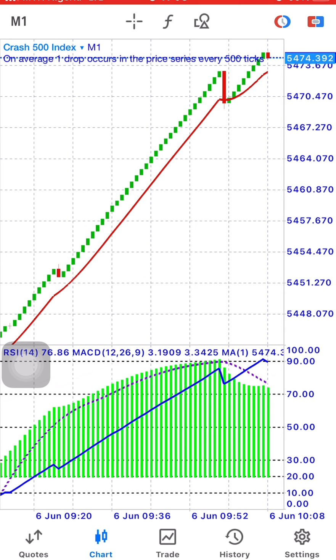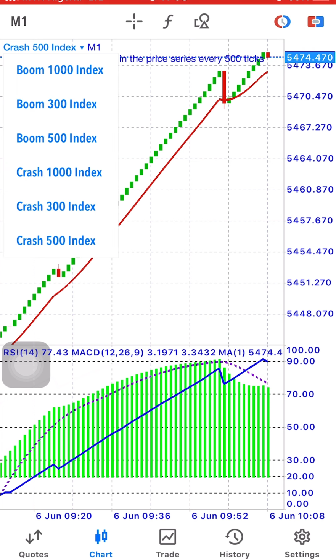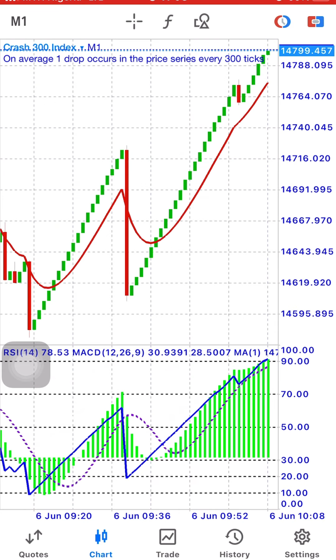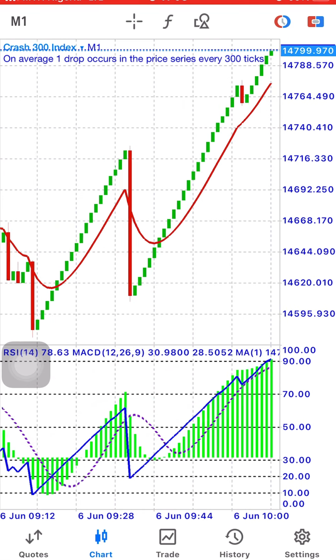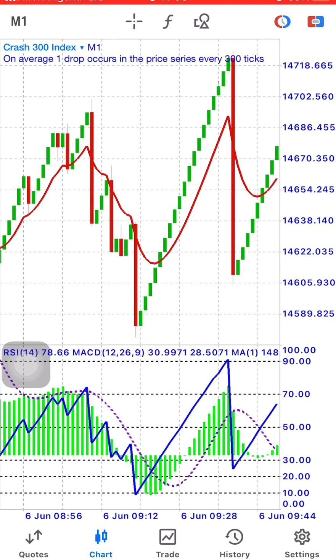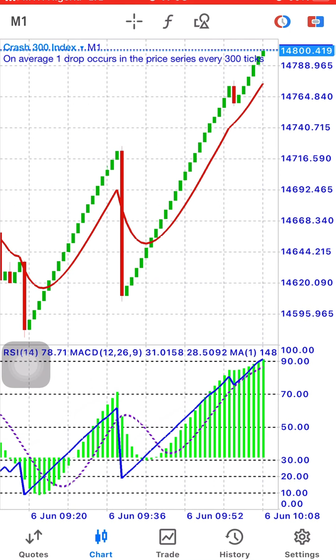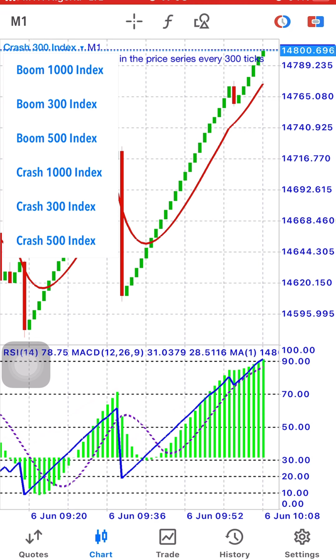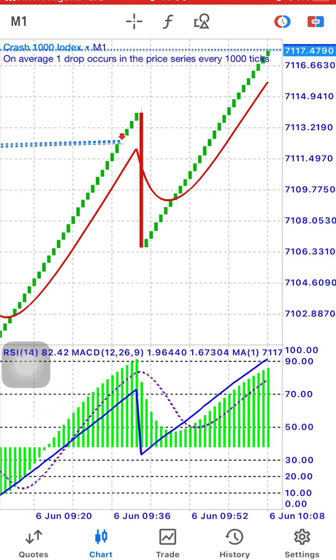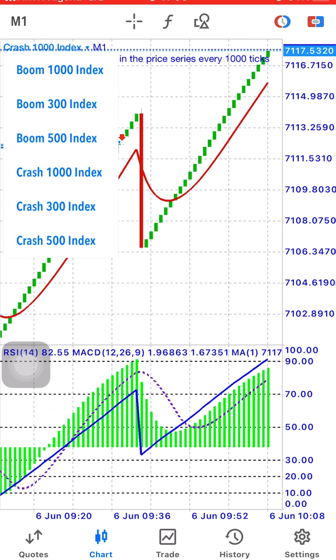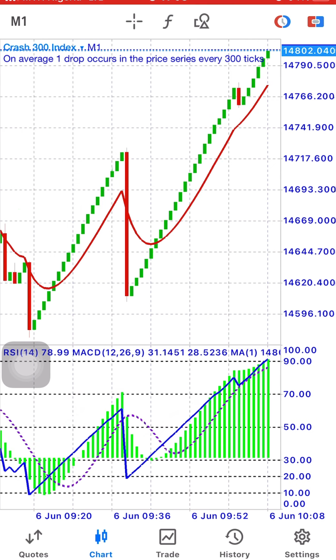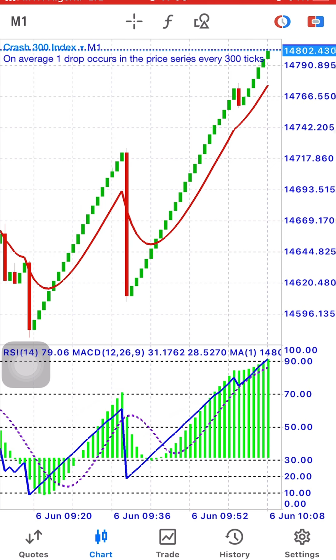Now this market has gone to level 90, which any moment it will be coming down. Let's check for crash 300. Now this is how to place your trend line. So this one has also gone to level 90. Let's check crash 1000. It has also gone to level 90. Okay, fine. Let me show you where you would have placed your trend line.